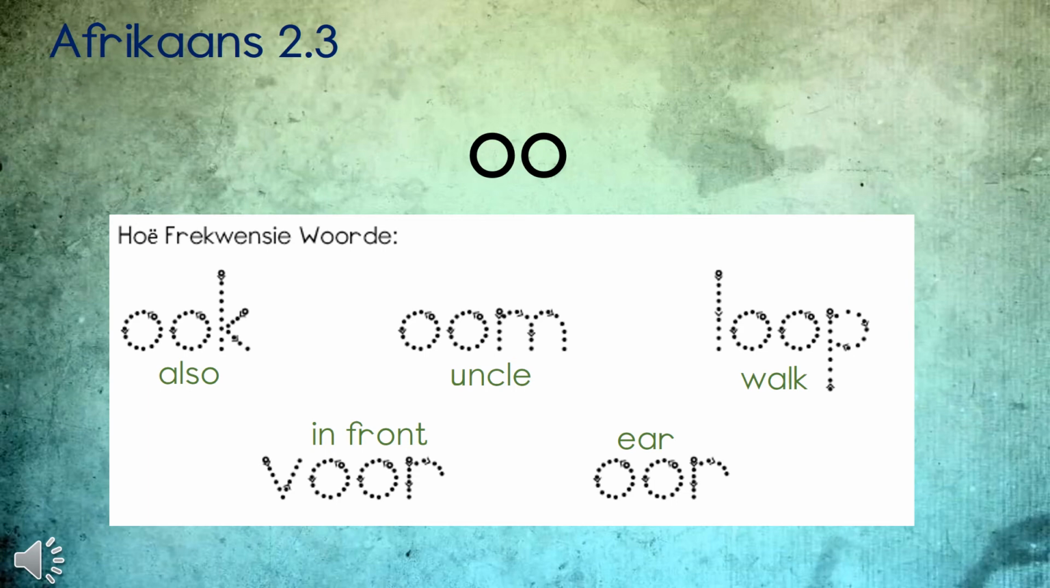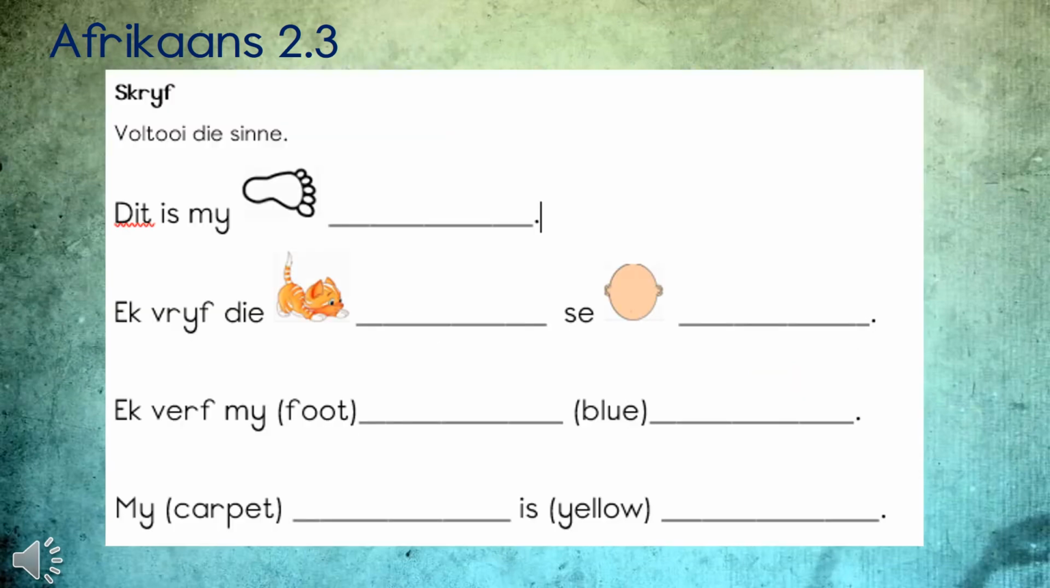Repeat it after me. O. I'm going to read the words. I would like you to repeat after me. Ook. Oom. Loop. Voor. Oor. Now I would like you to trace these words. As you are writing them, say the word.